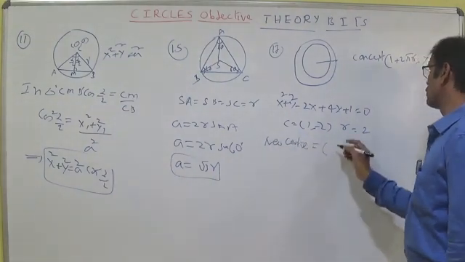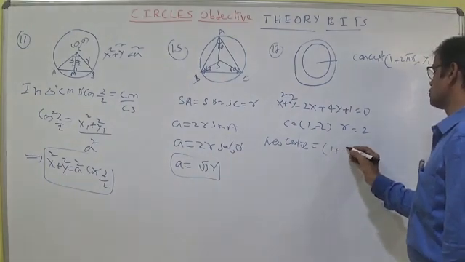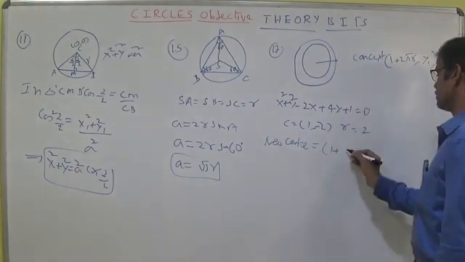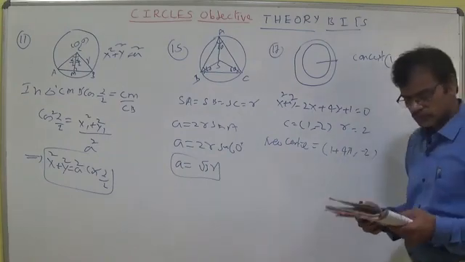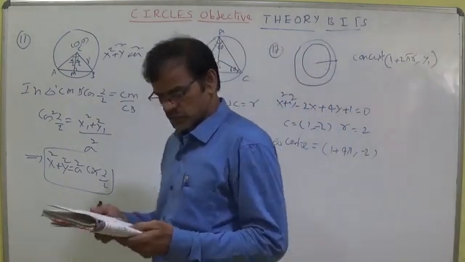New center is equal to 1 plus 2 pi r. 1 plus 2 pi into r. 2 pi into r means 2 pi into 1 plus 4 pi comma minus 2. So it is the third option.